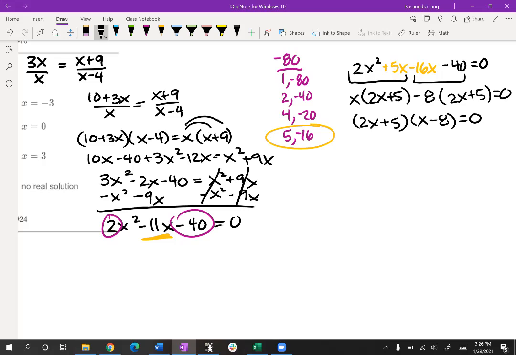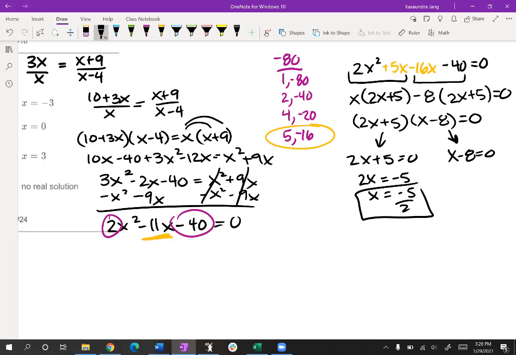Okay, so if I set these each individually equal to 0, and I'm going to subtract my 5 on both sides, divide by 2 on both sides. Okay, I think that's one of my answers, and I'll add 8 on both sides, so I have positive 8. All right, so let's check this out and see if they both are actual solutions.